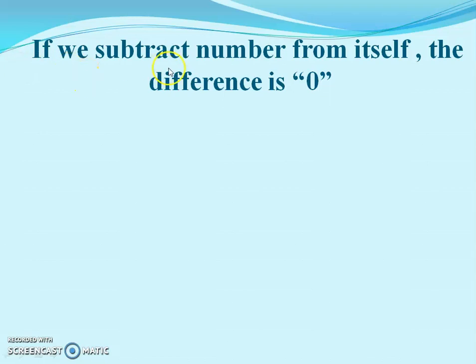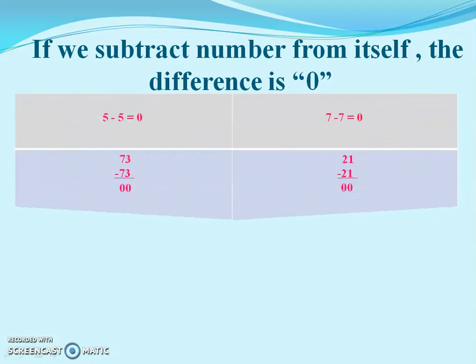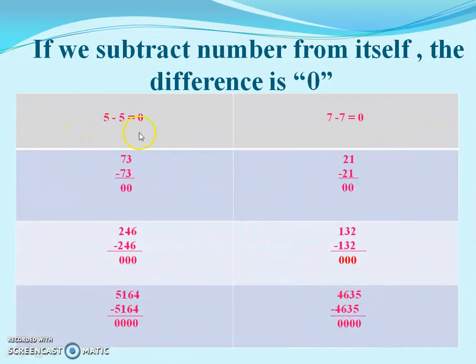Number 2. If we subtract a number from itself, the difference is 0. For example, 5 minus 5 gives you 0. 7 minus 7 also gives you 0. 73 minus 73 gives you 0. 21 minus 21 also gives you 0. 246 minus 246 gives you 0. 132 minus 132 also gives you 0. 5164 minus 5164 gives you 0. 4635 minus 4635 also gives you 0.